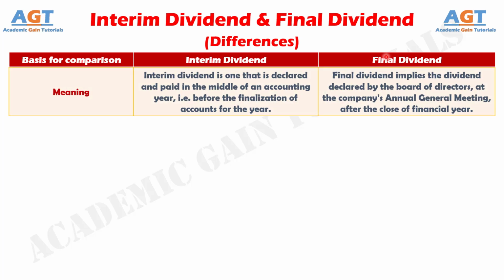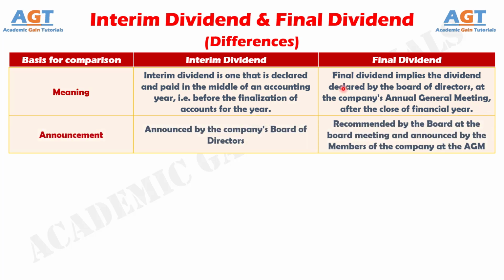Difference number 1. The dividend which is announced and paid in the middle of an accounting year, that is, before the finalization of accounts for the year, is known as an interim dividend. On the other extreme, the dividend declared by the board of directors at the company's annual general meeting, after the completion of the financial year, is known as a final dividend.